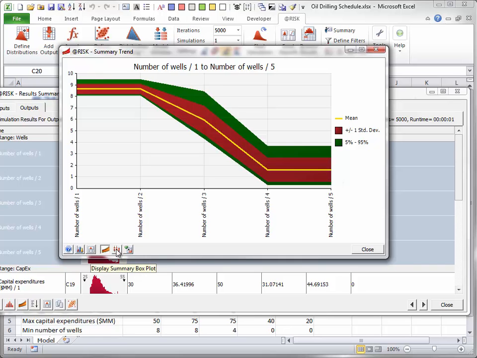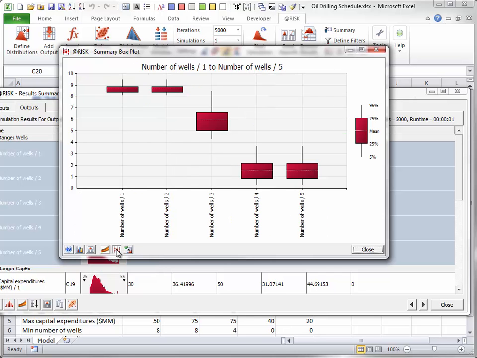If you would prefer a time series of box plots, you can now click the box plot button. This graph provides essentially the same information, just in a slightly different format.